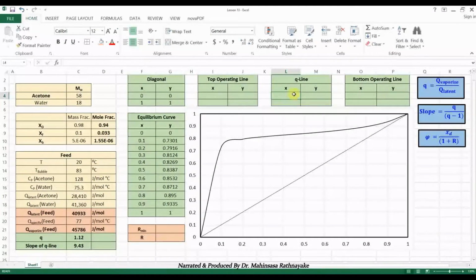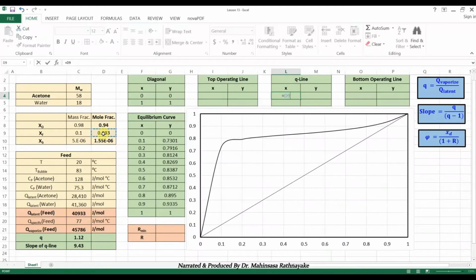Now let's insert the findings for the Q line into the Microsoft Excel spreadsheet. The Q line intersects the diagonal at the feed composition XF. So we can have 2 points of the Q line. One is the feed composition and the other one from the slope of the line.